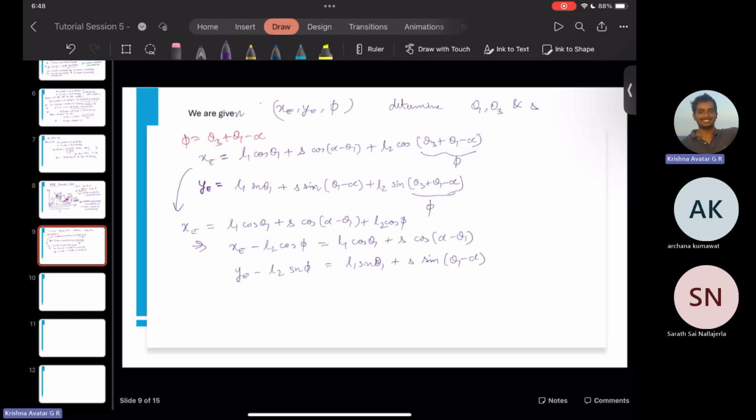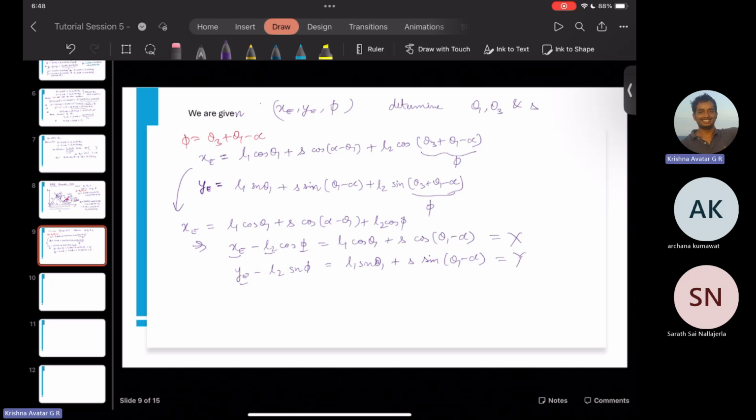And mind you that cosine of minus theta is the same as cosine theta, right? So to be consistent, we can write it as theta minus alpha, doesn't matter. This we can call as X, and this as Y. On the left, XE is known, L2 is known, phi is known. Likewise, YE is known, phi is known, and L2 is known, because of which X and Y are known.